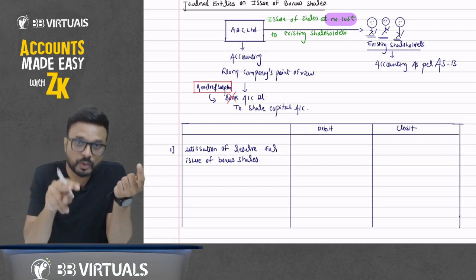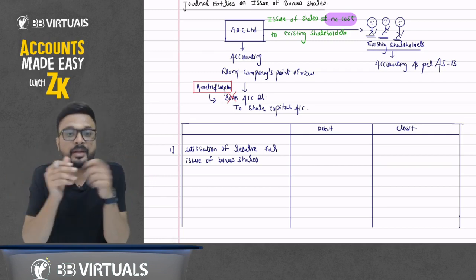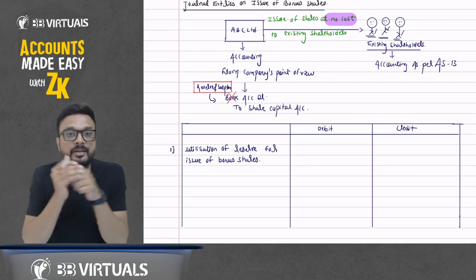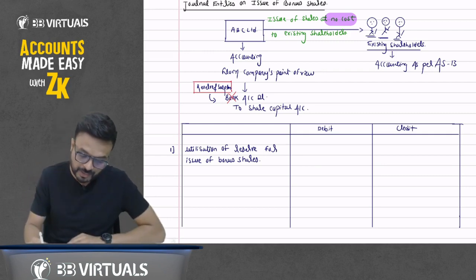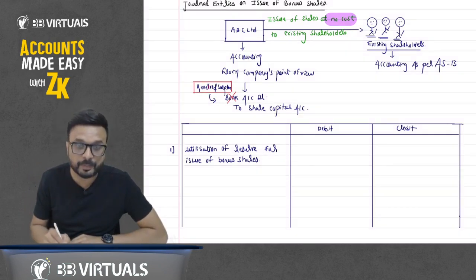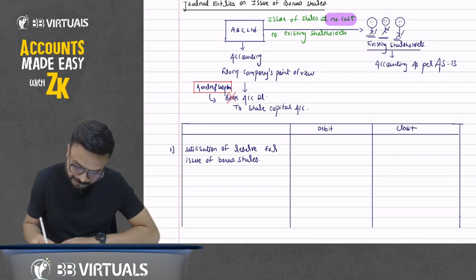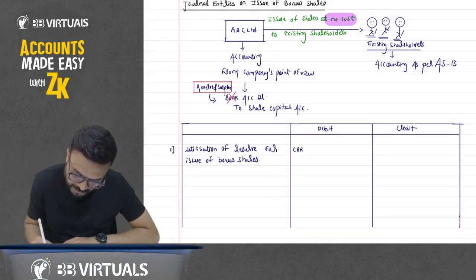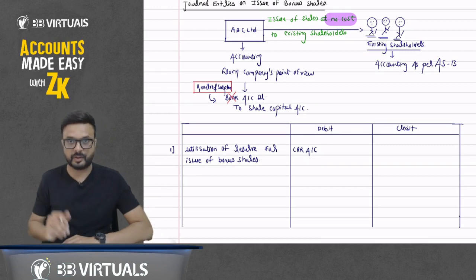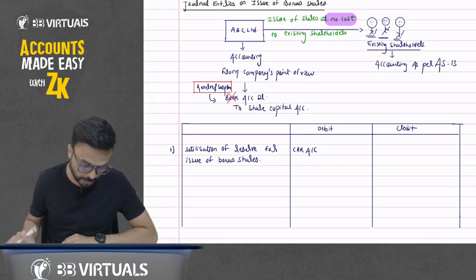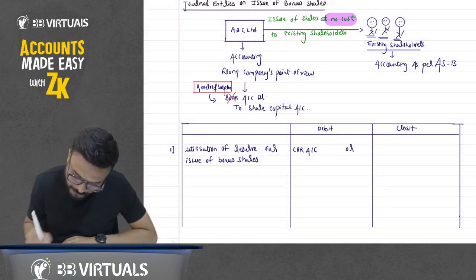So when we utilize any reserve, reserves have a credit balance. So when we are utilizing any reserve, we have to debit it. So here reserve and surplus account will be debited. So here, what is CRR account? Capital Redemption Reserve Account. So you can debit the CRR account or you can debit the General Reserve Account also.